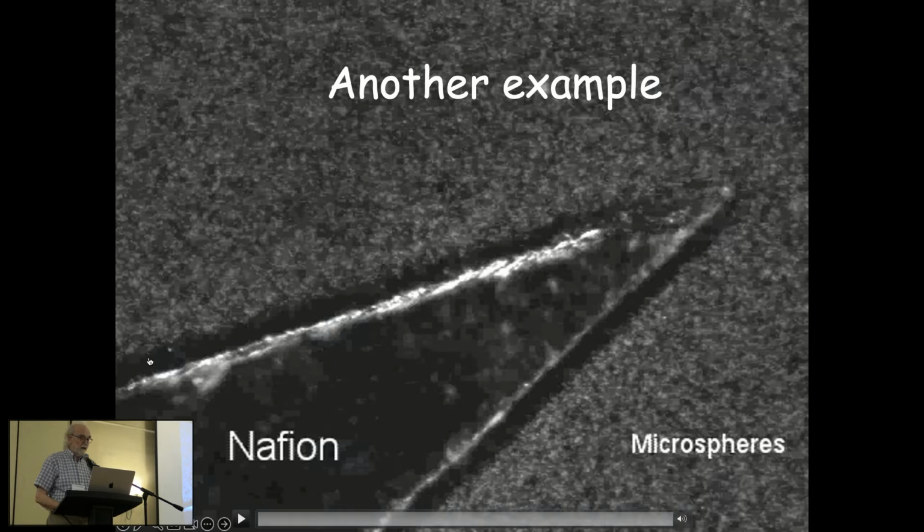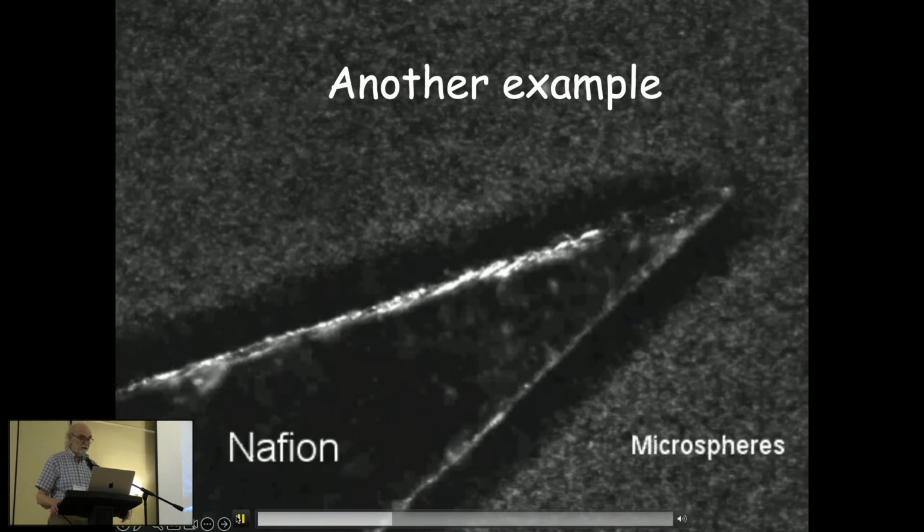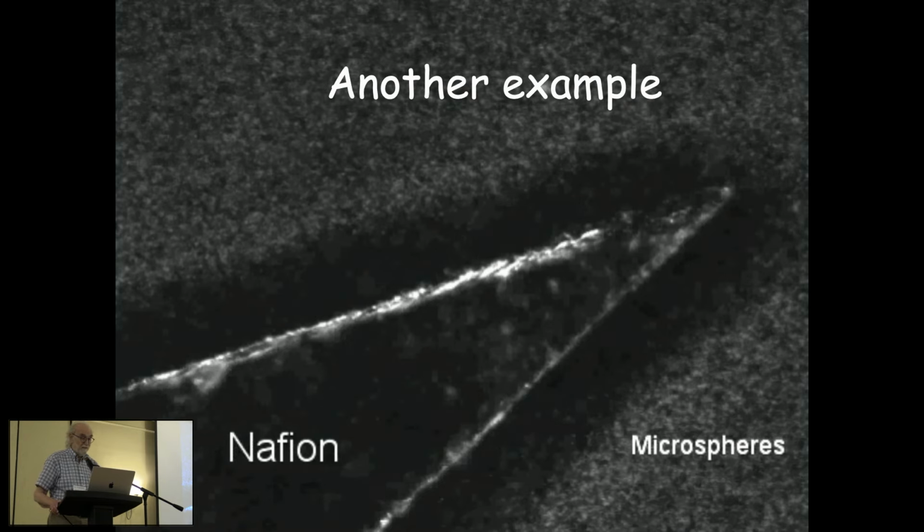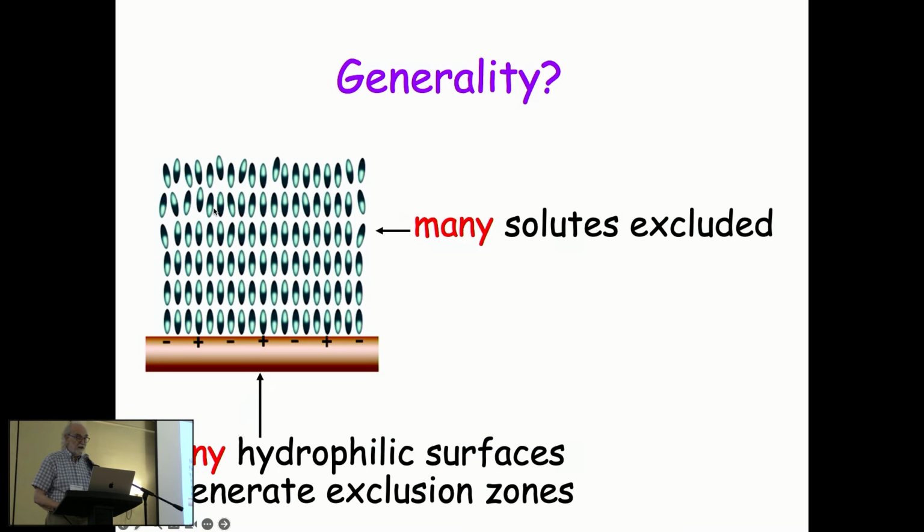Here's another example. This is a polymeric sheet of Nafion, which we use quite a lot, and water plus microspheres again, and you can see the same sort of result. This region grows, and it can grow to, in this case, 0.5 millimeter, and there are cases where it easily grows to 1 millimeter. You can see it with your naked eye. So in terms of generality, to summarize, many hydrophilic, that is water-loving, surfaces generate these exclusion zones, and many solutes are excluded. I'd like to say all, but obviously we haven't measured all.